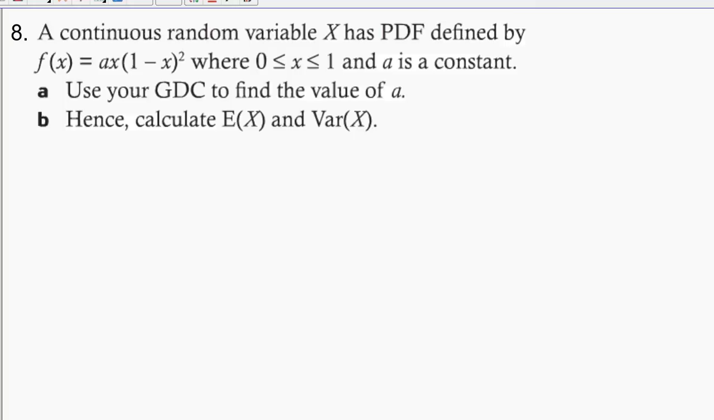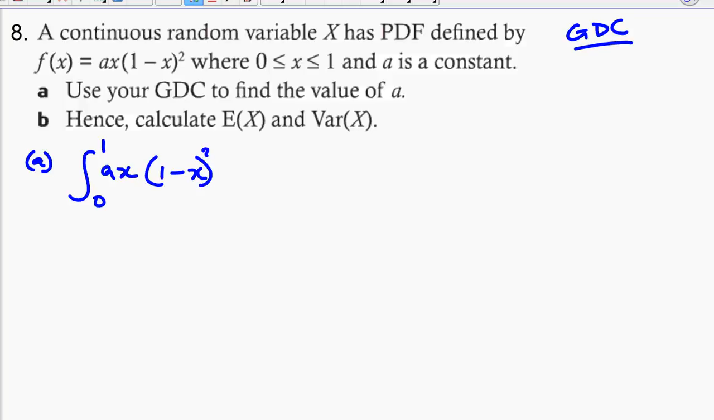A continuous random variable x has PDF defined by that. Use your GDC to find the value of a, hence expected value. So this is a calculator question. This is a GDC question. So part A, to find the value of a, we know that the area under the curve will be equal to 1. So just go ahead and start integrating. Factor out a, it's a constant.